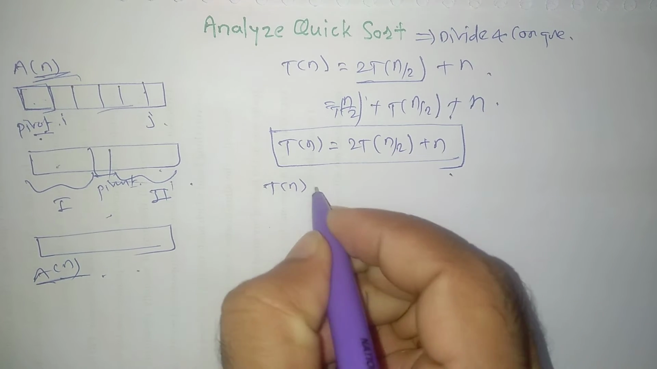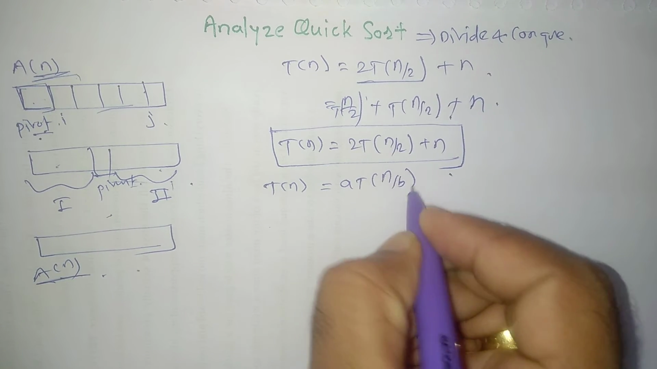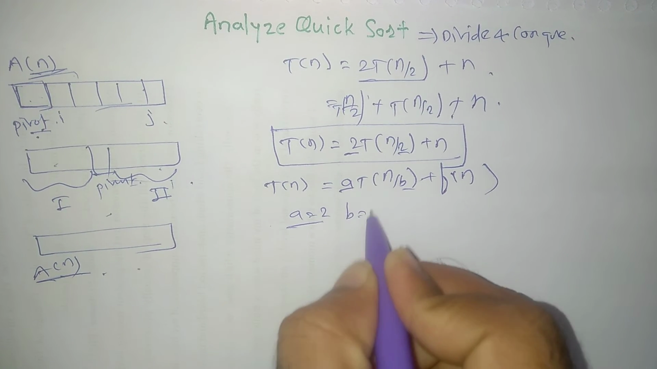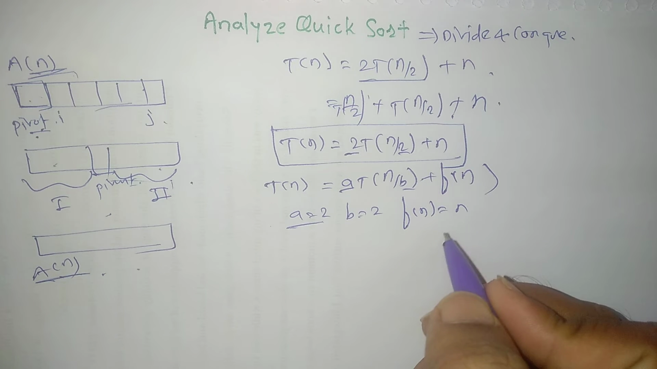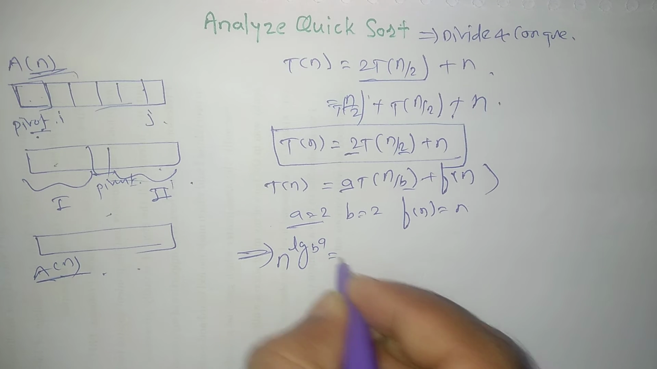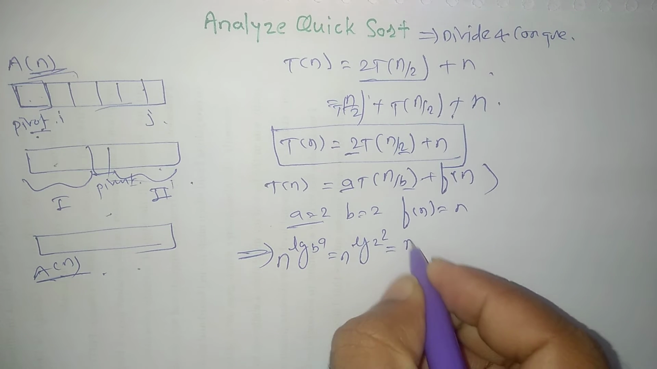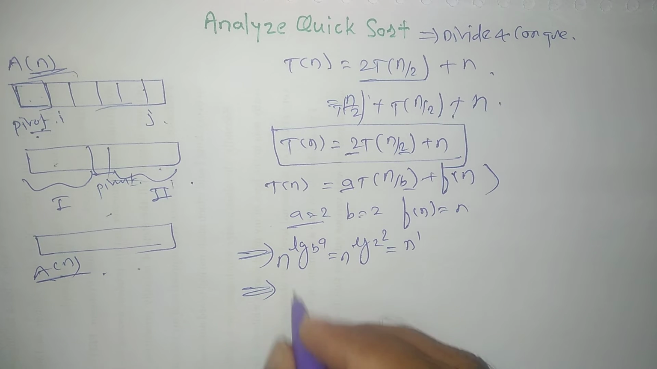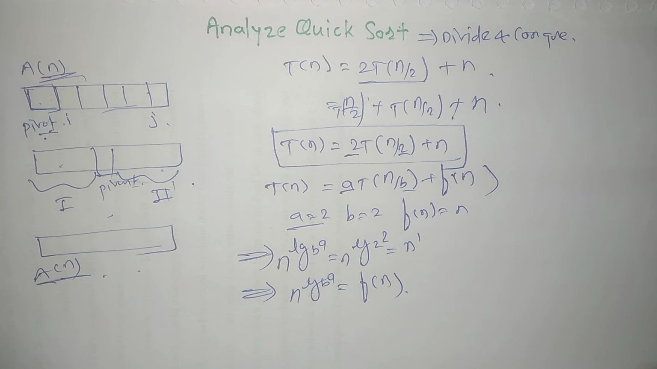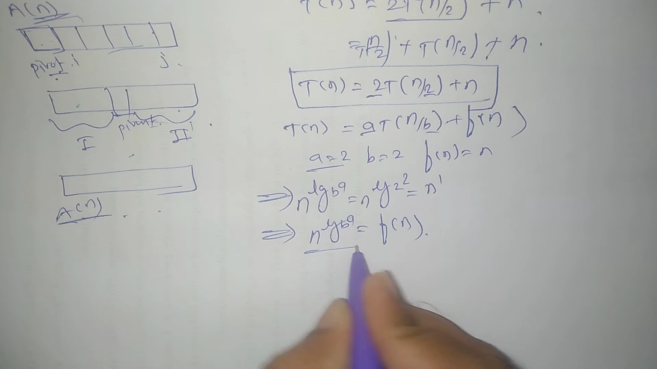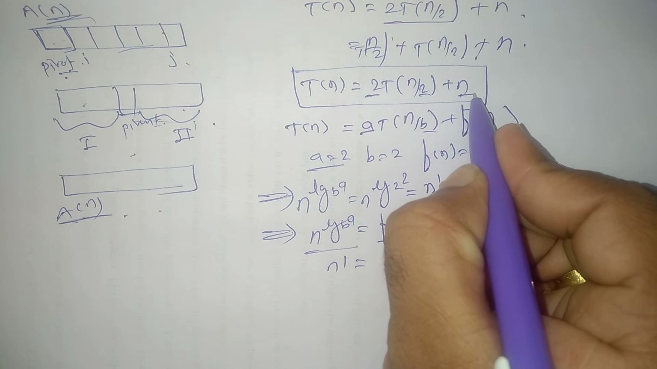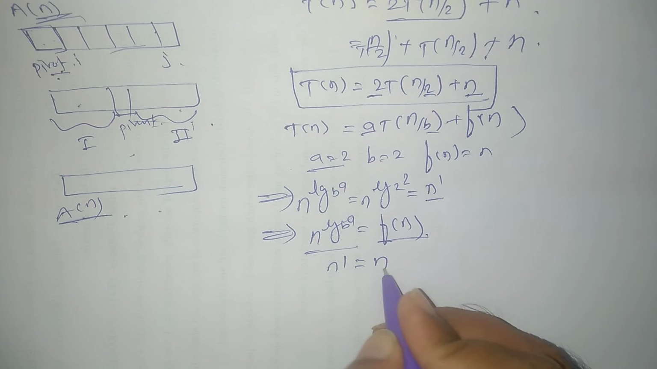When we compare with our master theorem, T of n equals a T n by b plus f of n, the a value equals 2, the b value equals 2 and f of n equals n. The first step of master theorem, I have to find n to the power log a by b. n to the power log 2 by 2 equals n to the power 1. In step number 2, I have to compare n to the power log a by b with f of n. In the given problem, n to the power log a by b is n to the power 1, and f of n in the recurrence relation of quicksort is also n to the power 1.